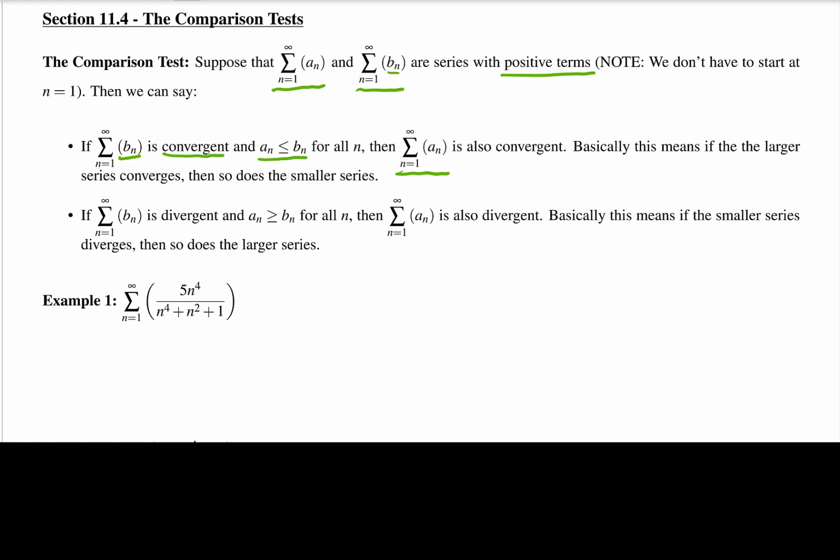On the other hand, if the series with b sub n is divergent, and all of the terms in the series of a sub n are greater than or equal to the terms in the sequence b sub n for all n, then we know that the series with a sub n is also going to be divergent. Right? So basically this means that if the smaller series diverges, then so does the larger series.